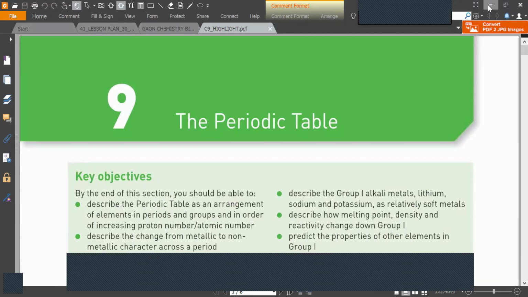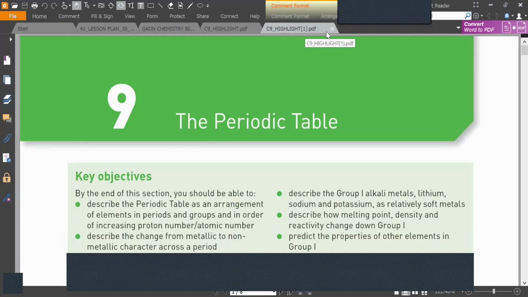Okay, so this is unit 9 of chemistry. Let me see. Actually, I already sent it to you. In the WhatsApp I have sent to you, for the unit 9 chemistry. Okay, let's take a look.